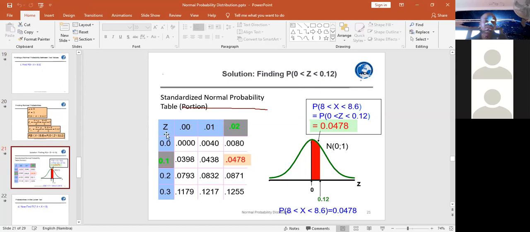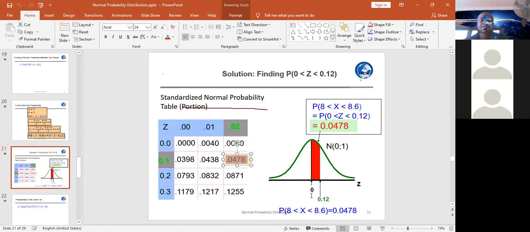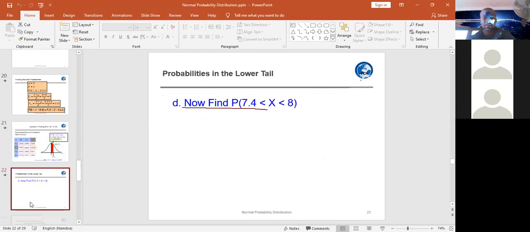If you get a 0, which means that probability is also equal to 0. So we are looking at 0 is just 0. But the other one is 0.0478. So we have this one. Again, the area between 0 and 0.12 is 0.0478. We don't need to subtract here because this is what we are looking for. Between 0 and 0.12.